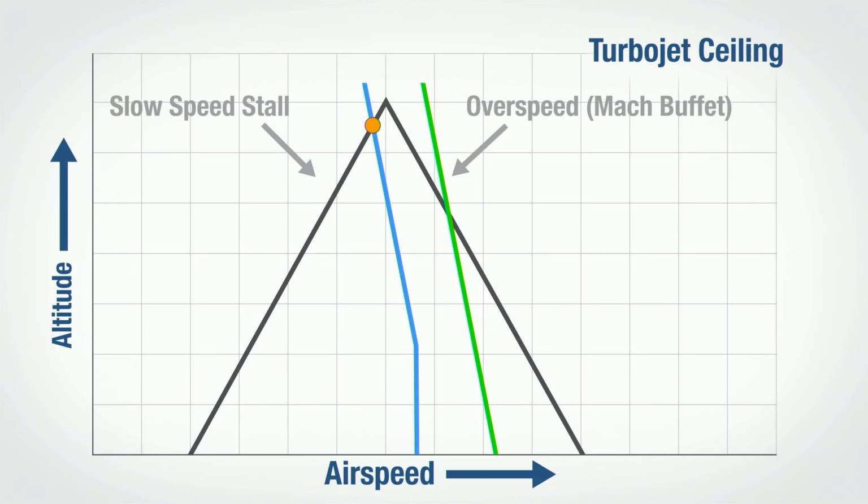And that's because essentially economy is more important right now than speed. Engines are much more efficient, they consume less fuel, and because of that, they don't necessarily have the ability to push enough thrust to get us in level flight all the way up to our critical Mach number.